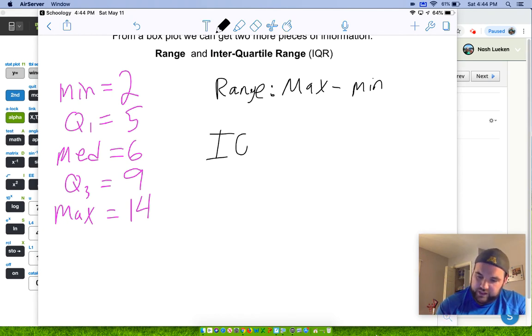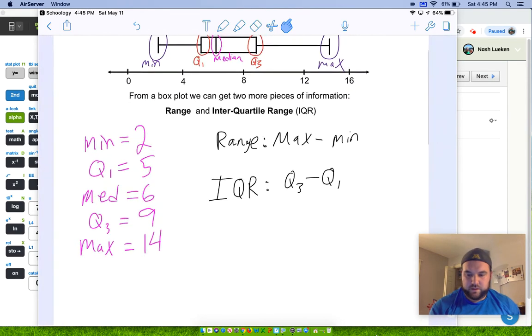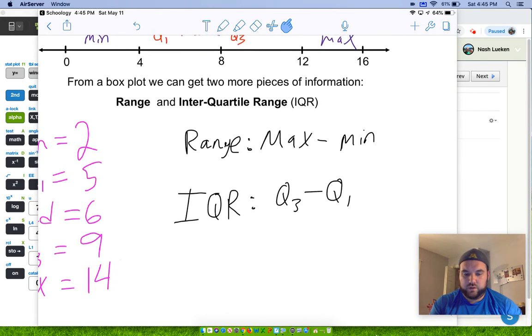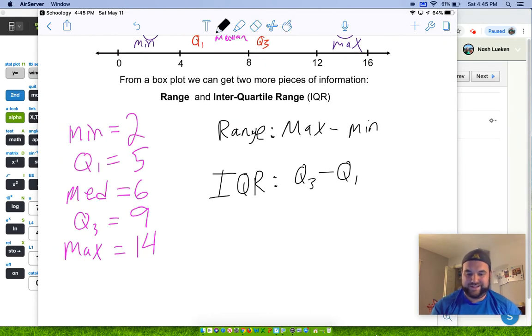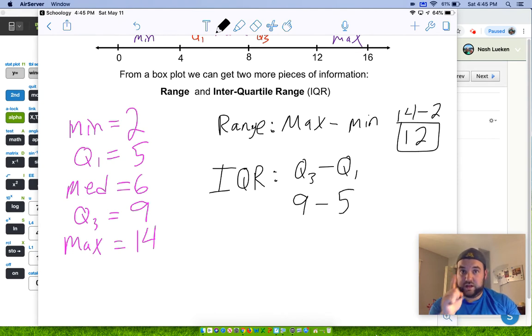And then we have what's called the interquartile range, abbreviated the IQR. It's the same idea, but now we're just talking how far apart are the first and third quartiles. So this is going to be Q3 minus Q1. So max minus min for the range, and IQR is just third quartile minus first quartile. So here the range of our data set would be 14 minus 2, which is 12. So that's the range. And then third quartile minus first quartile gives me 4. So that is the IQR.